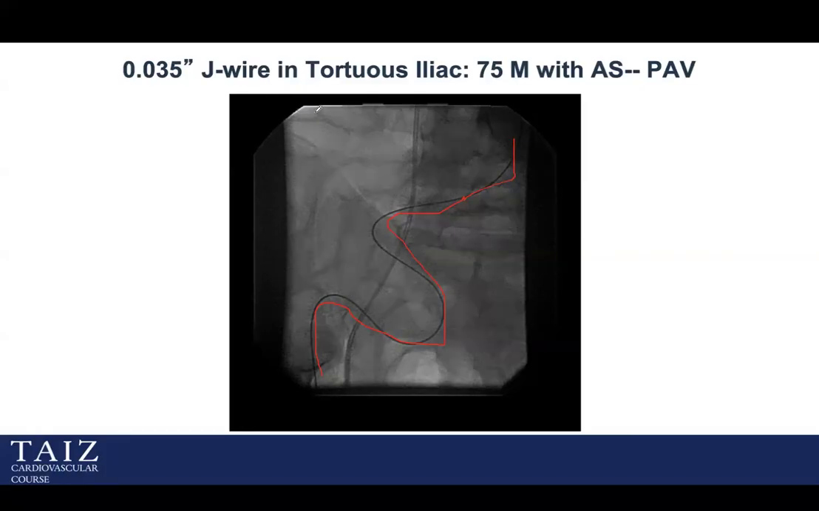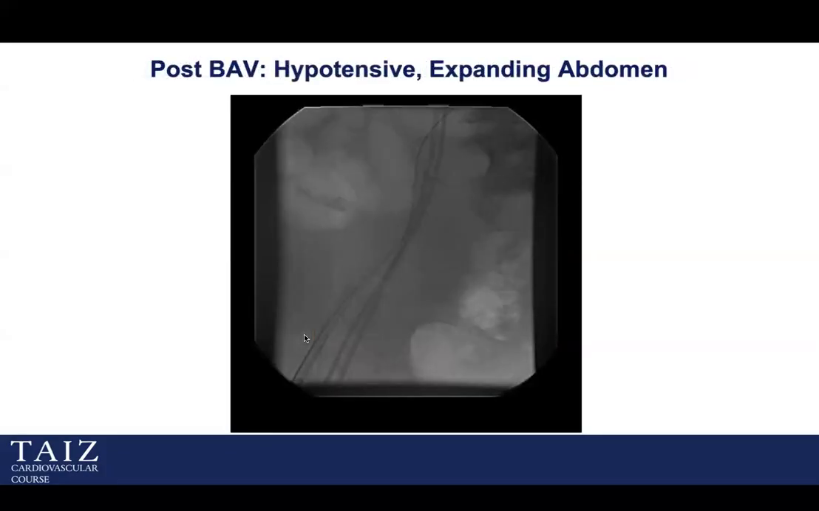And the problem with this case is instead of changing this into a more supportive wire, they decided to advance the 11 French sheath over this 035 regular J wire. And at the end of the case, the patient got hypotensive. And this was the picture they took. And as you see here, it looks like the vessel is corrugated almost because they have straightened the curves.